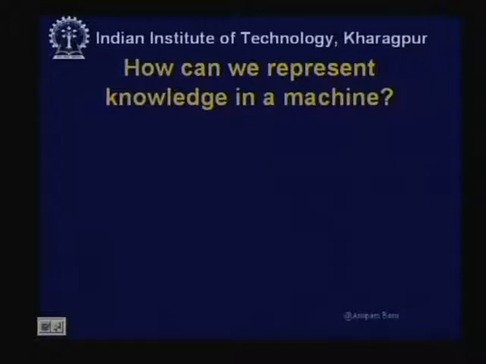But in order to build a machine that will act intelligently, it is mandatory that we must have a means of representing knowledge. How to represent knowledge? How to represent knowledge in a way that a machine can understand that? That is all what we are going to learn in this lecture and in the subsequent lectures in this module, knowledge representation. How can we represent knowledge in a machine?